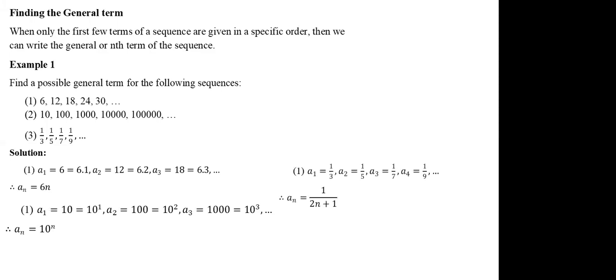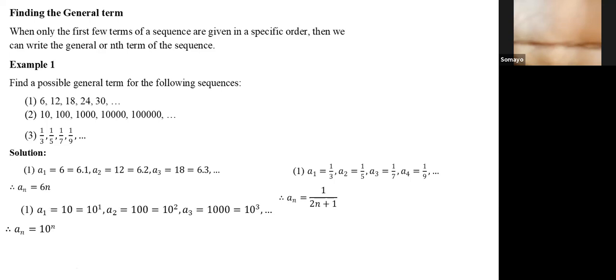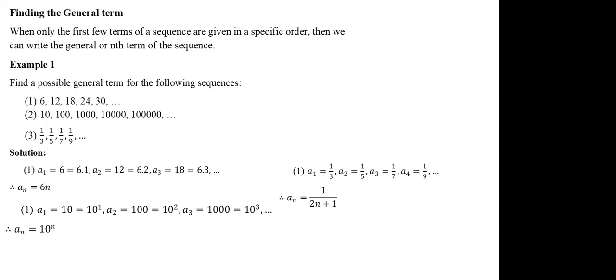Look at the answer. The answer is 1 over 2n plus 1. Do you understand? Favor, do you understand? Yes, sir. Amina, do you understand it? No, sir. The last one, I don't get. Okay, let me explain it again. You understand the first two? Yes.